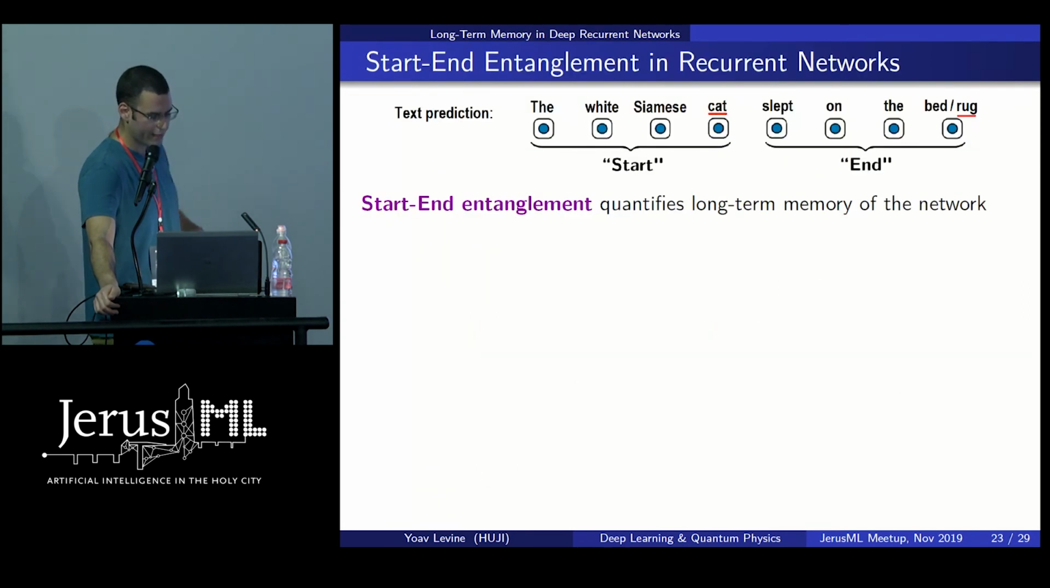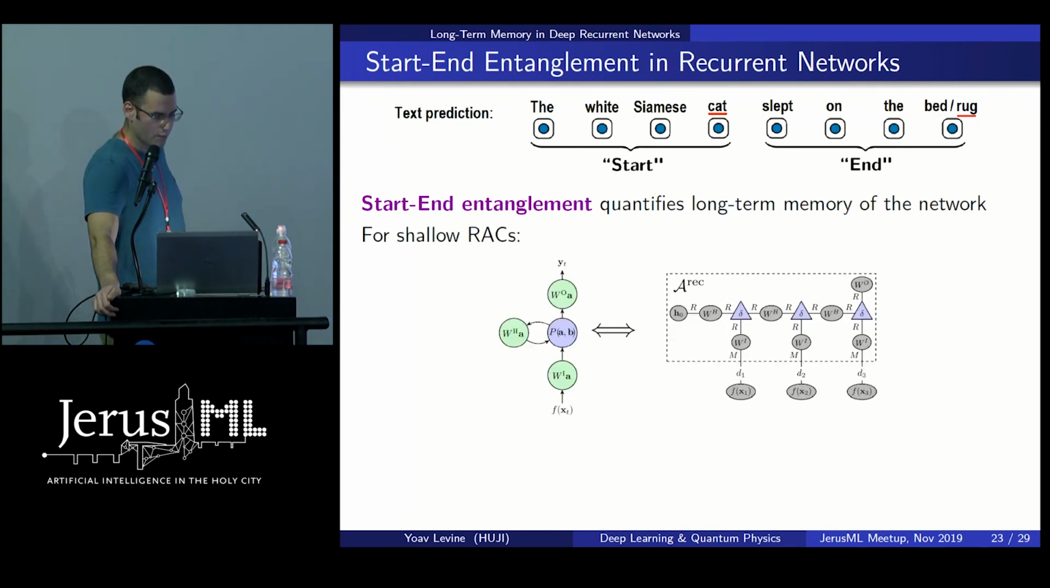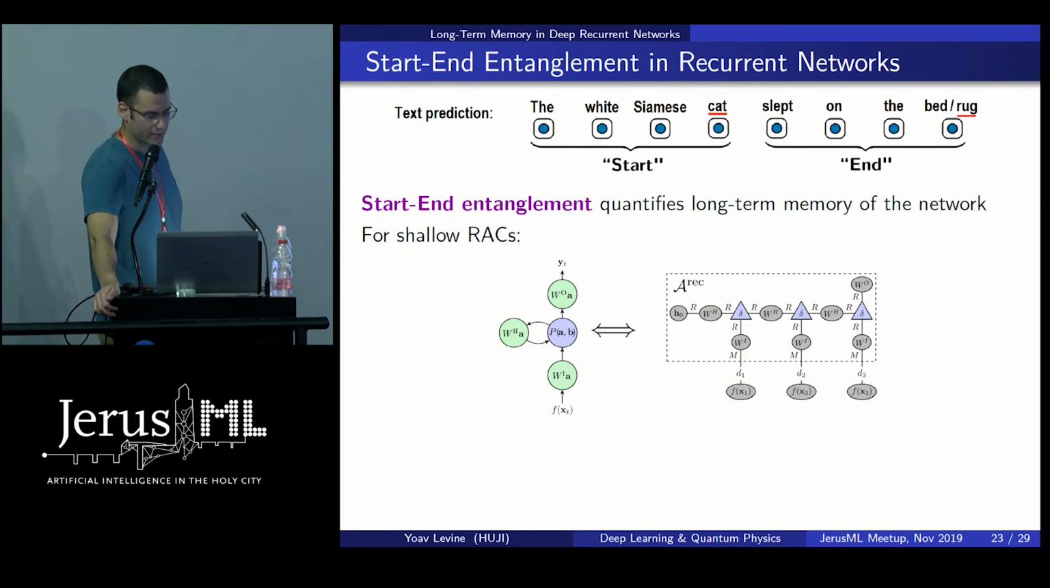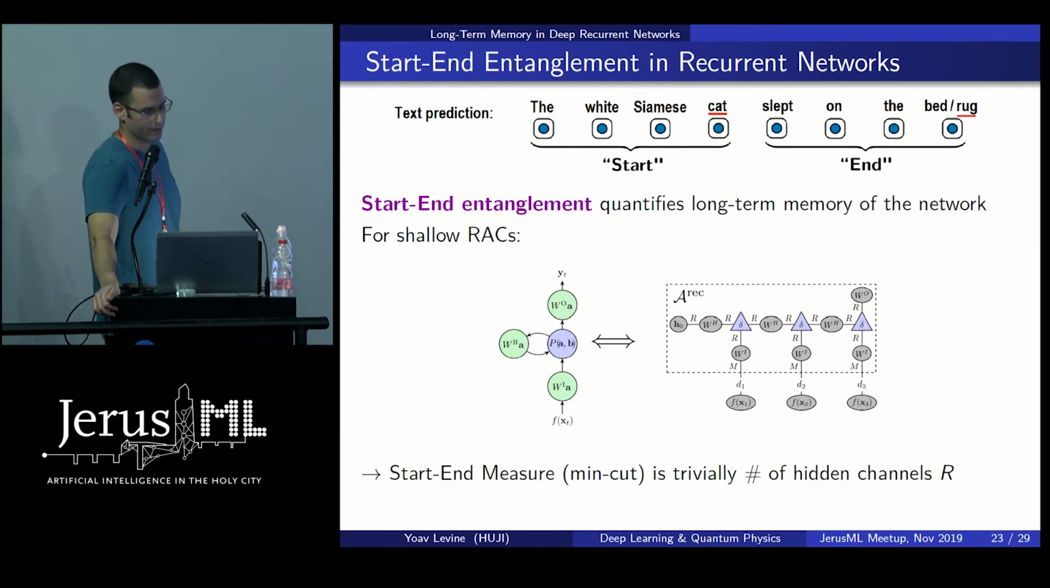I'll quickly mention a result on RNNs. The start-end entanglement that I mentioned earlier is a measure of long-term information captured by the network. For shallow RNNs, our tensor network was this network on the right, and in order to separate the start and the end here, we see that one cut is needed. Our theorem implies that the long-term memory of just a shallow vanilla RNN trivially increases linearly with the number of parameters. So if you want more long-term memory, just invest more parameters.